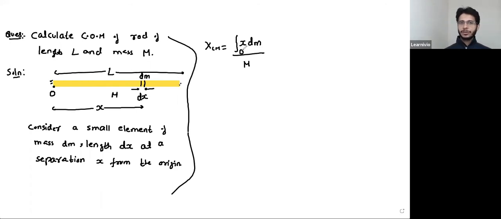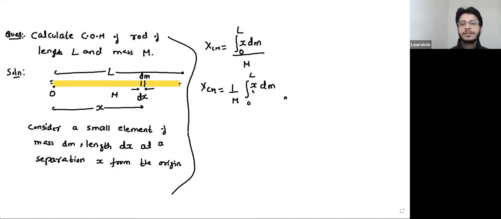So the limit of x will be from the origin to this end. Origin means x is 0, and this end means x is L. So the x coordinate of center of mass comes out to be 1 by M, integral from 0 to L, of x dm. But this is not solvable. This particular integral is not solvable. Can you identify what's the problem with this particular integral? There is one major issue with this integral.